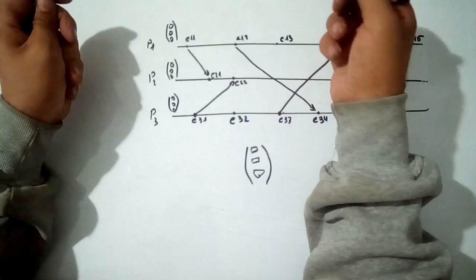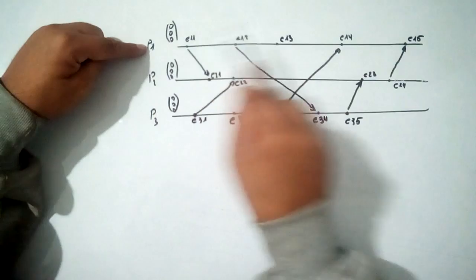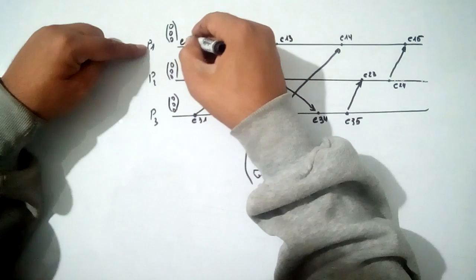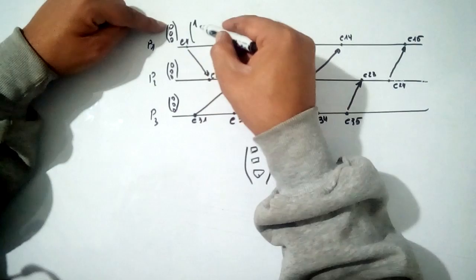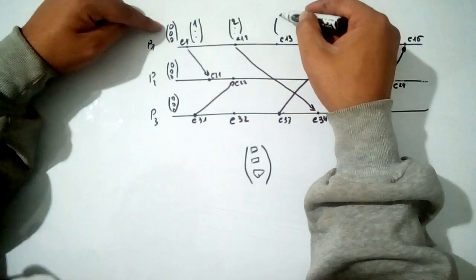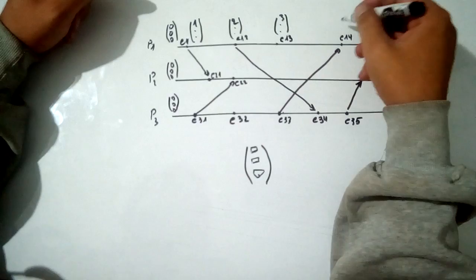To set the local timing on each process is simple. For example, in process one, we just increment the local clock at each event. The time is initialized to zero, so at the next event 0 plus 1 equals 1, then 2, then 3, then 4 and 5. We just increment the first term, because we are in the first process.